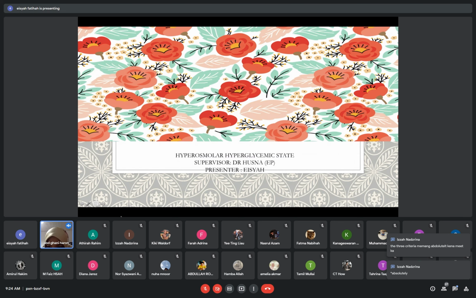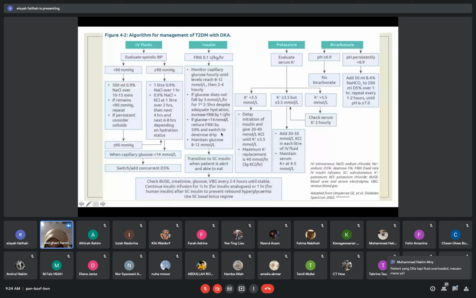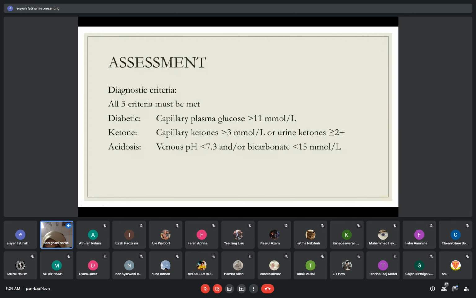Iza Nazrina, ada 3 kriteria memang absolutely kena meet ke? Kalau ikut CPG dia memang N lah. Dia punya VBG, dan also serum ketone ataupun urine ketone. Tapi kena tengok juga kadang-kadang patient yang dia muntah banyak. Dia akan hilang dia punya acid lah, proton kan, H plus tu. So dia akan jadi a little bit alkalosis lah. Dia tak obvious sangat dia punya acidosis tu.